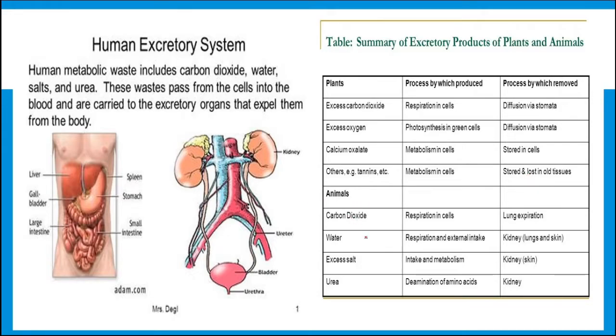Now in animals, the products which are eliminated outside are carbon dioxide, water, excess salt, urea, etc. The lungs are involved in elimination of carbon dioxide, the kidney as well as lungs and skin in elimination of water. For elimination of excess salt, the kidney is involved as well as the skin in the form of NaCl and other things. Then the kidney is involved in elimination of urea. So in this way the excretory products are thrown out of the body by different organs.